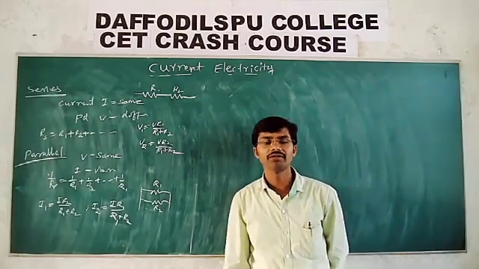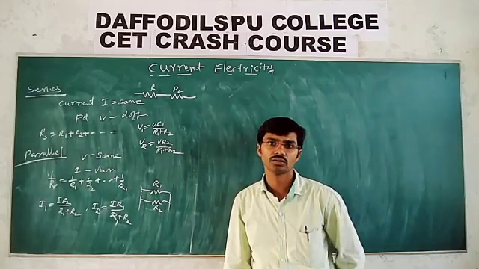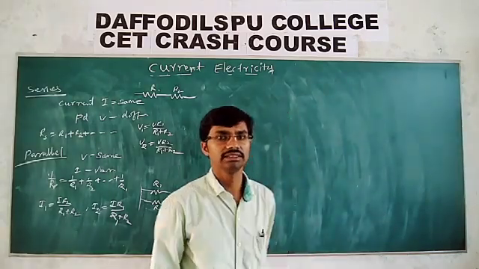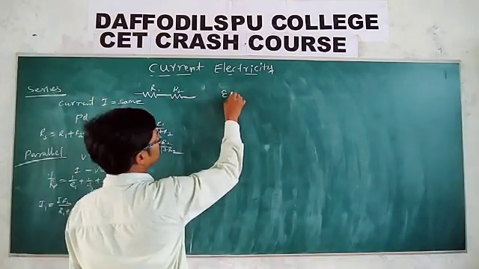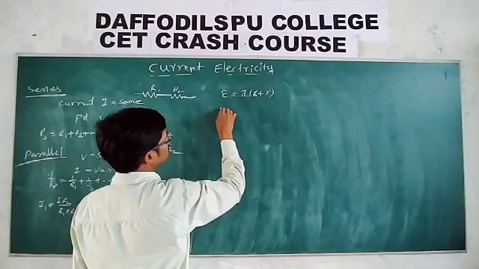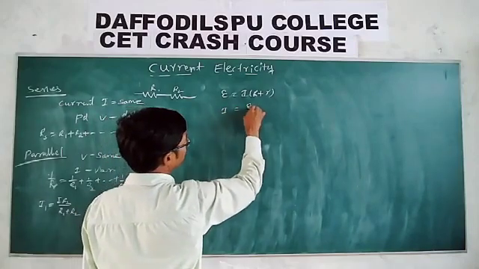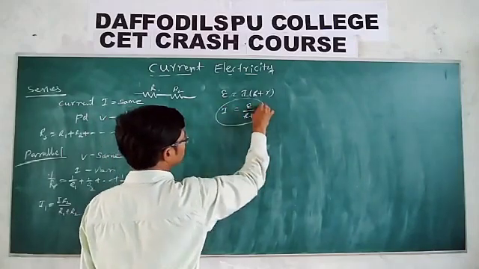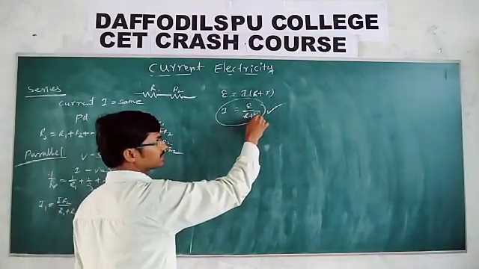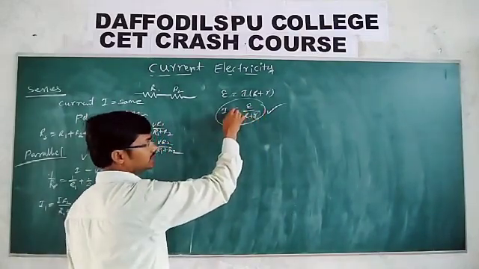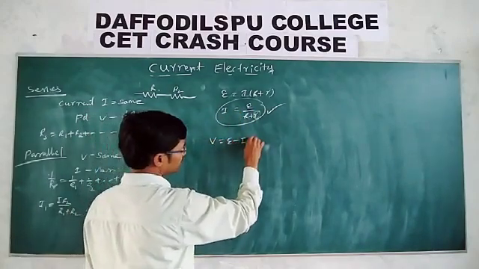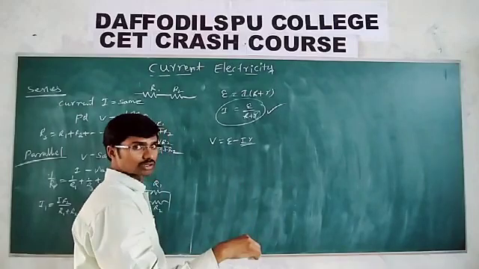And when we take a cell in a circuit, what will be the equivalent EMF of the cell? EMF is equal to I into R plus r. Is it? Then I is equal to E by R plus r, the current in a simple circuit, where r is the internal resistance of the cell, E is the EMF of the cell, and I is the current flowing through it. V is equal to what can you write? E minus Ir. Ir represents the voltage drop.